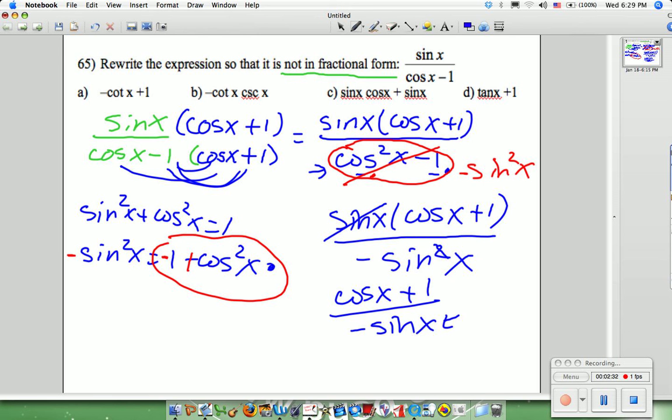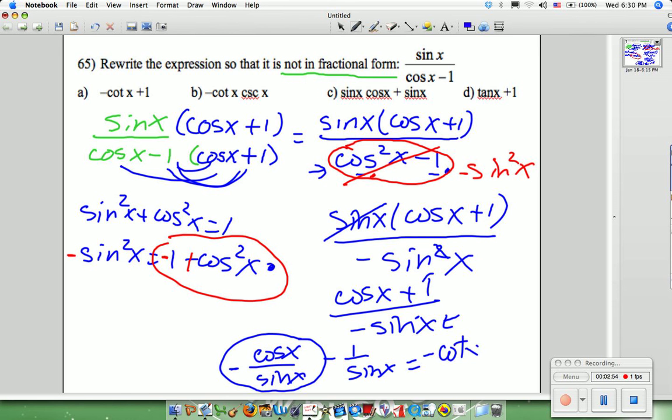Now the bottom portion is a single term, so what we can do is separate it. Cosine x over sine x, and don't forget the negative, and that's 1. And then we can separate the 1 with the sine x as well, so it becomes negative 1 over sine x. That right there is negative cotangent x. This right here is negative cosecant x.